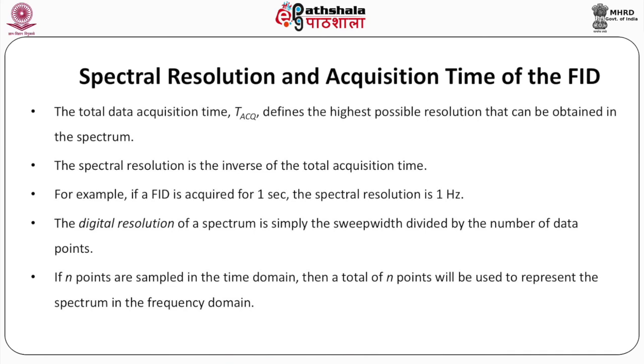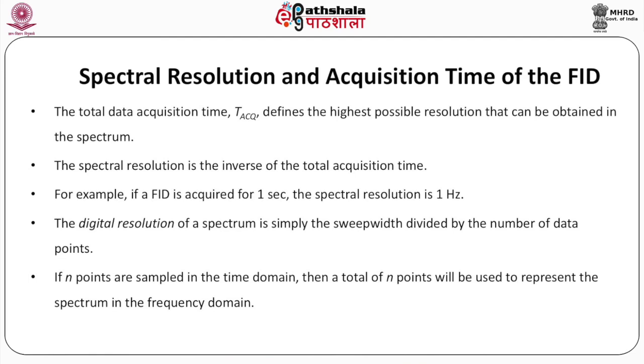Spectral resolution and acquisition time of the FID. The total data acquisition time, TAC, defines the highest possible resolution that can be obtained in the spectrum. The spectral resolution is the inverse of the total acquisition time. For example, if a FID is acquired for 1 second, the spectral resolution is 1 Hz. The digital resolution of a spectrum is simply the sweep width divided by the number of data points. For a 1D spectrum like proton, we can have a very large number of data points like 16384 points.